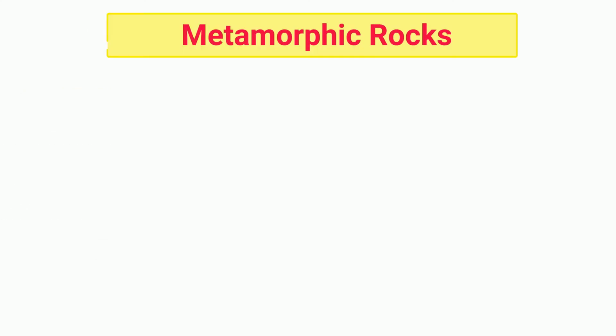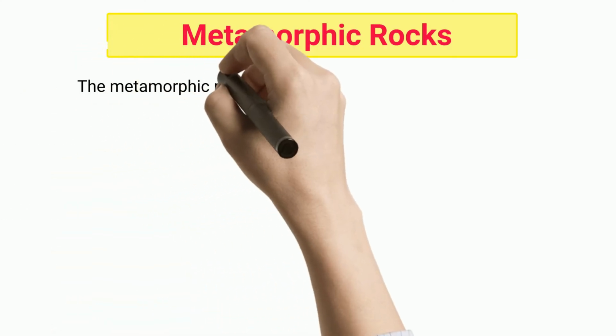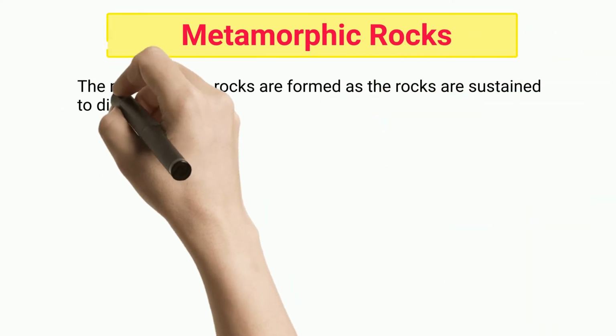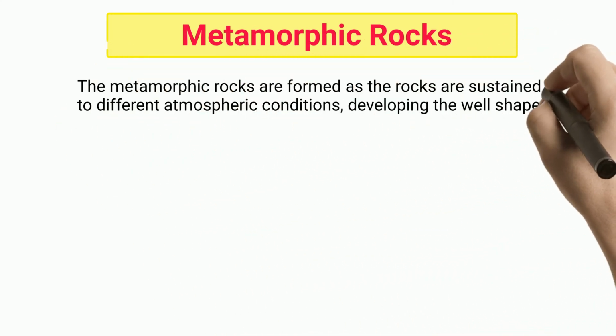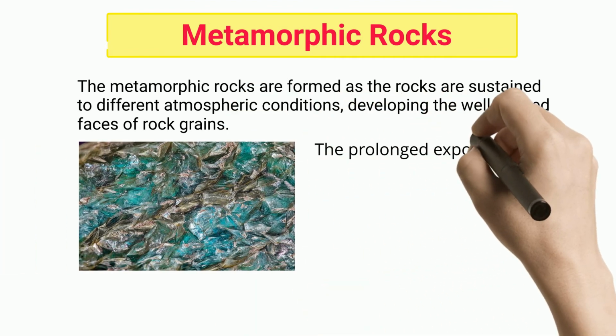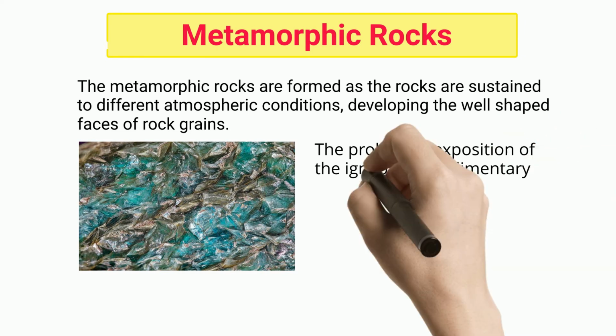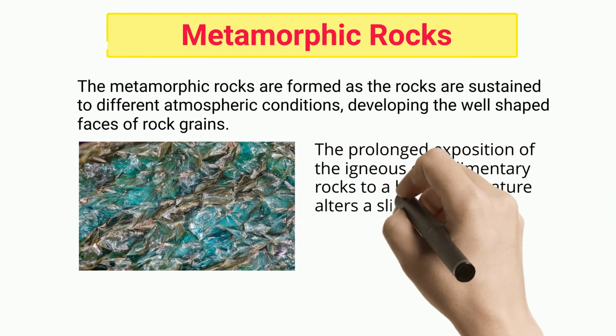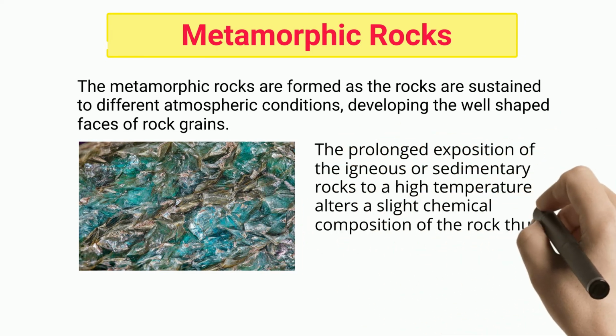Metamorphic rocks. The metamorphic rocks are formed as the rocks are subjected to different atmospheric conditions, developing the well-shaped faces of rock grains. The prolonged exposure of the igneous or sedimentary rocks to a high temperature alters the chemical composition of the rock slightly, thus forming the metamorphic rocks.